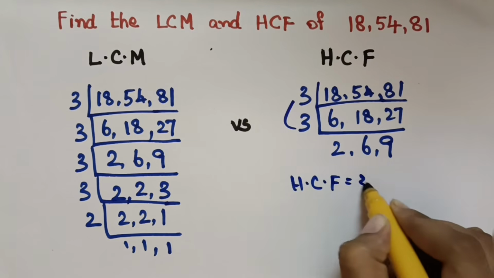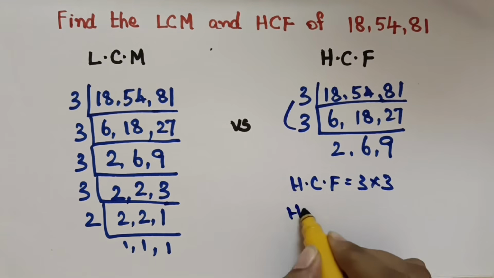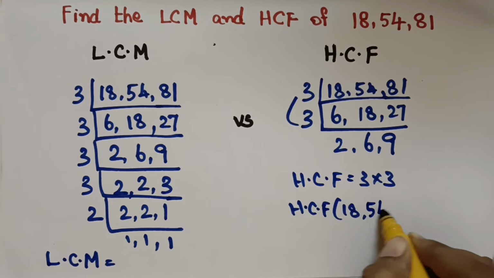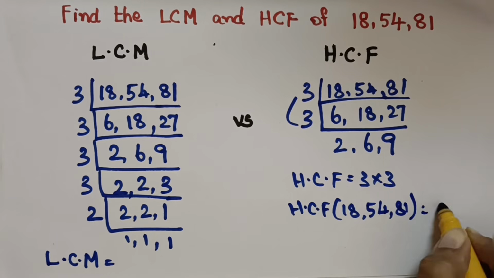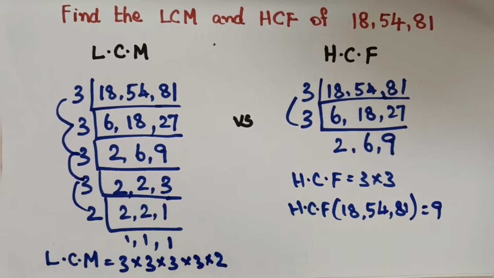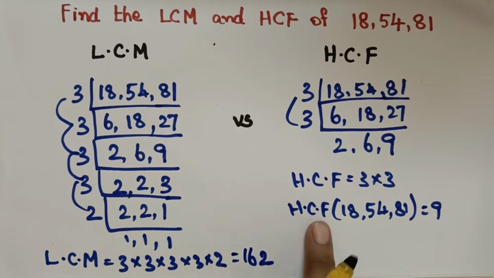HCF equal to 3 into 3. So HCF of 18, 54, 81 equal to 9. LCM: 3 into 3 into 3 into 3 into 2. Multiply all the divisors. 3 3s are 9, 9 3s are 27, 27 3s are 81, 81 into 2 is 162. Here the LCM is 162 and the HCF is 9.